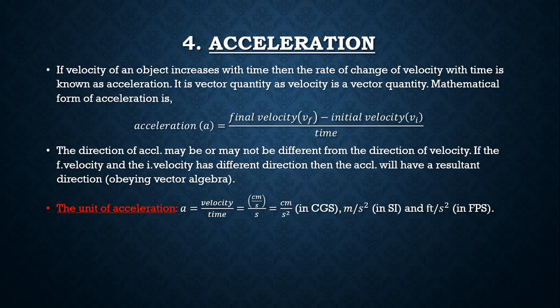The unit of acceleration. As acceleration is basically the ratio between the velocity difference and time, the unit of acceleration will be velocity by time, that is centimeter per second per second, that is centimeter per second square in CGS system, meter per second square in SI system, and feet per second square in FPS system. The dimension of acceleration is the dimension of velocity divided by the dimension of time, that is L T to the power minus 2.